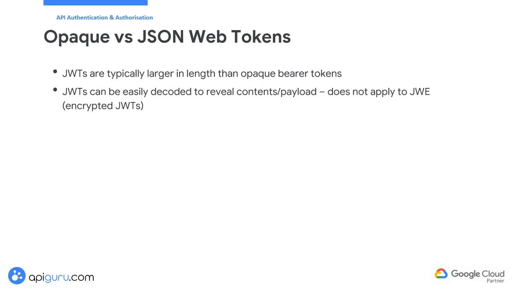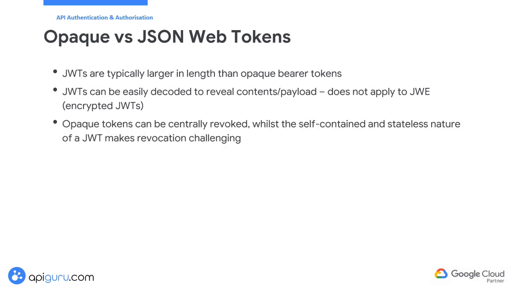Opaque tokens can be centrally revoked by updating or removing the token's record in the token store, allowing for straightforward management of token validity. In contrast, the self-contained and stateless nature of JWTs makes revocation more challenging. Once issued, a JWT remains valid until it expires, and managing revocation typically requires additional mechanisms like blacklists.